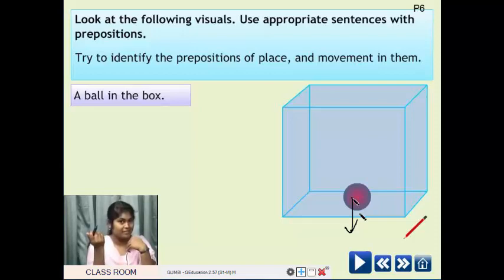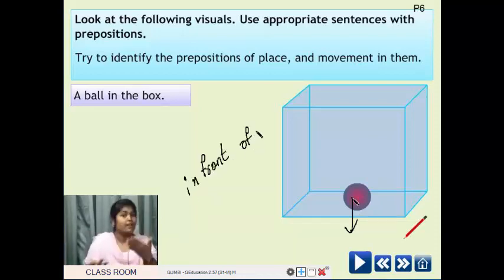What do you do when you have to come to school? You stand. Yes, children. In front of. Now the ball is in front of the box. So in front of is also a preposition. Okay, it's showing you the position of the ball.